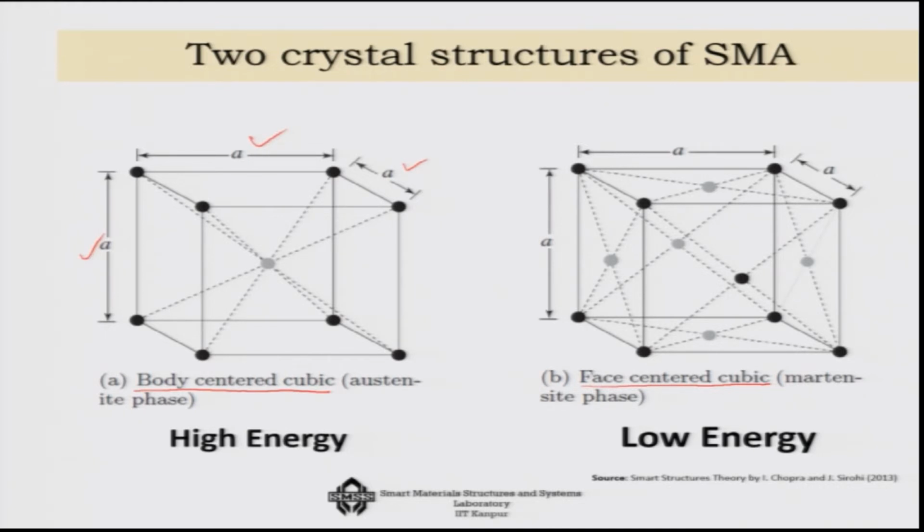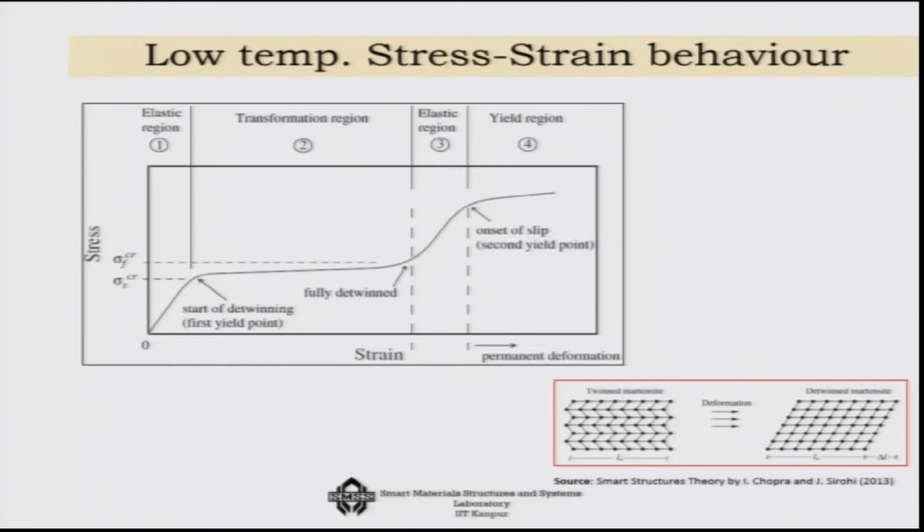So, BCC at the high temperature phase, or austenite phase, and FCC at the low temperature phase, or martensite phase, we have to keep in our mind. Now, let us see how the low temperature phase would behave. If I reduce the temperature from BCC to FCC, we generally do not see an appreciable change in terms of the original shape or the size of the system. Why is it that we do not see it?